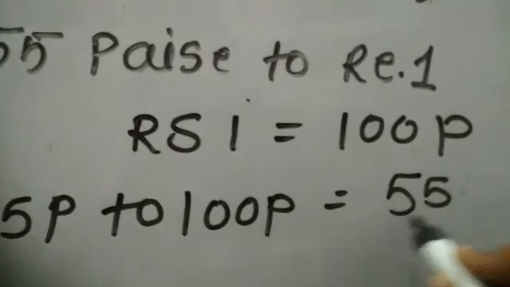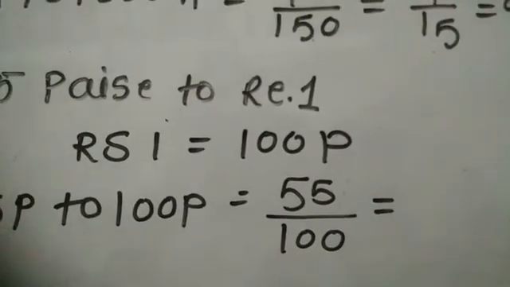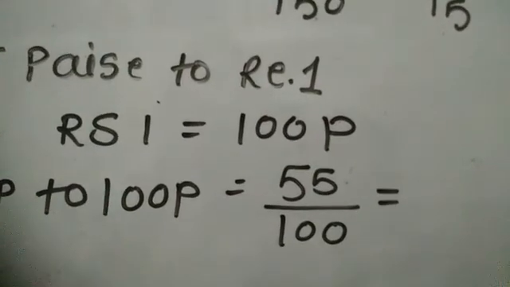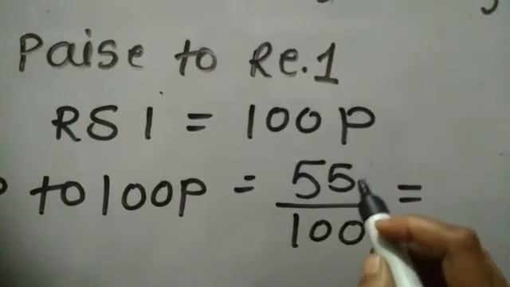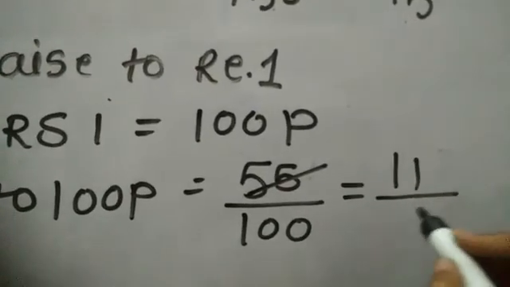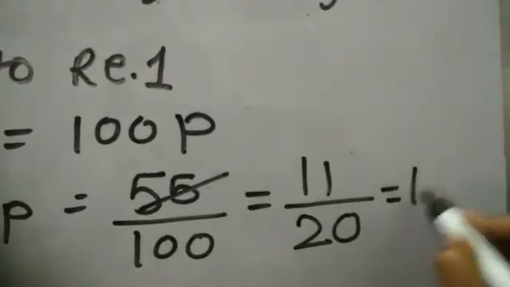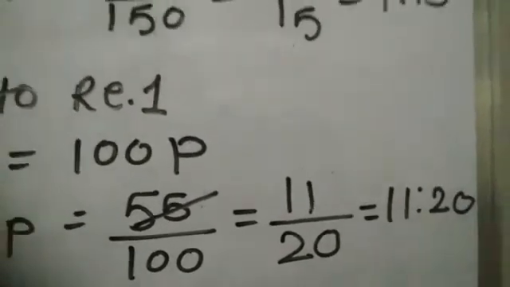The ratio will be 55 upon 100. Now here numerator and denominator both are divisible by the number 5. So if you divide them by 5, what will you get? 11 you will get in the numerator and 20 in the denominator. Hence the ratio is 11:20.